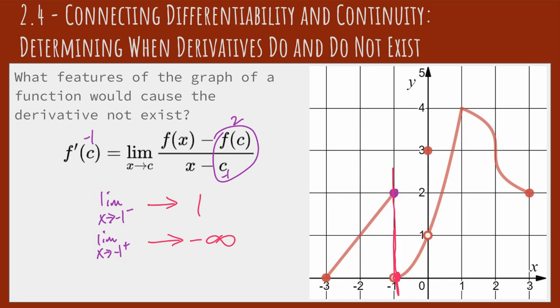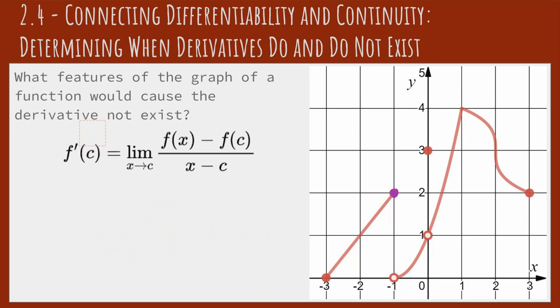So this limit here does not exist on both sides. It's different on both sides, so it doesn't exist as a two-sided limit. So the derivative does not exist at -1. All right. Now, this is going to be the case anytime we have a jump discontinuity.